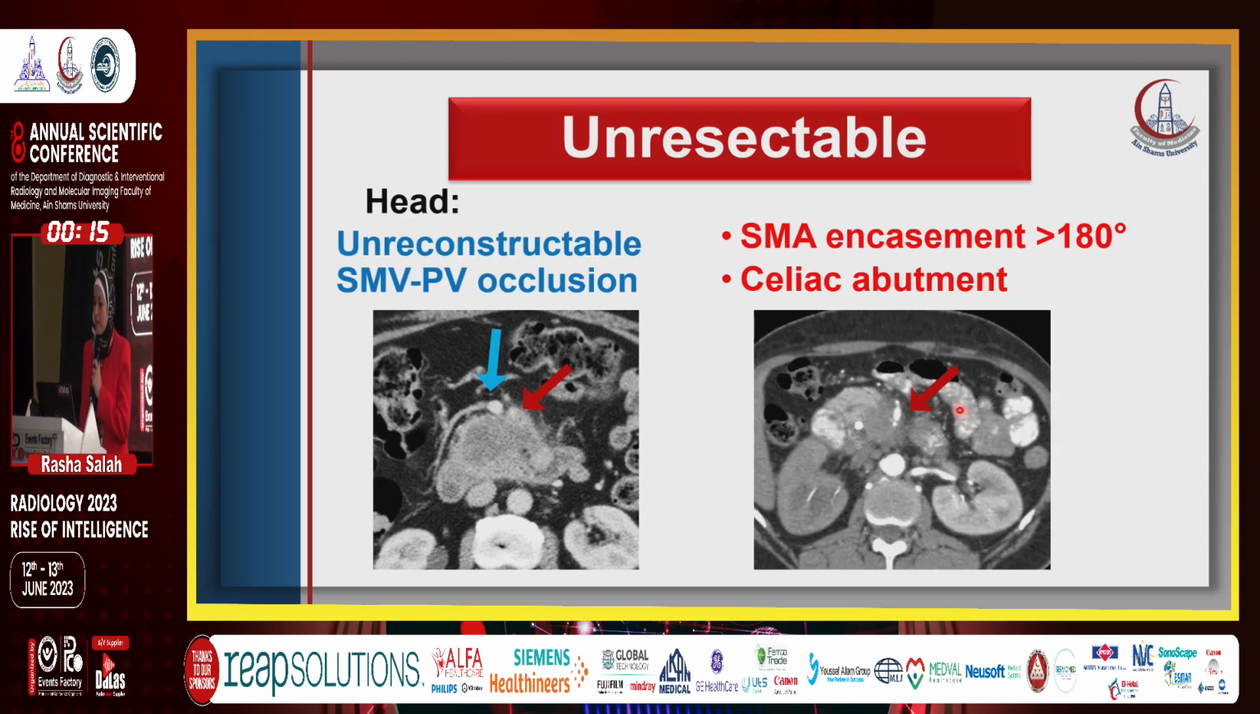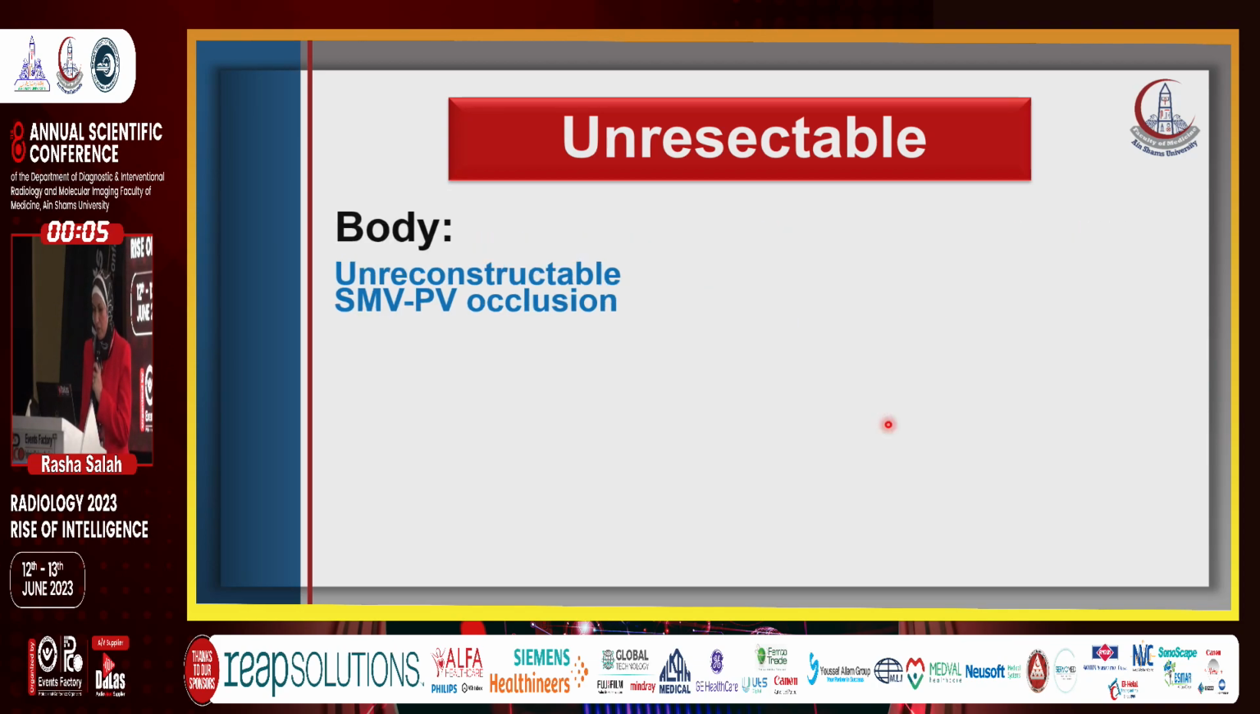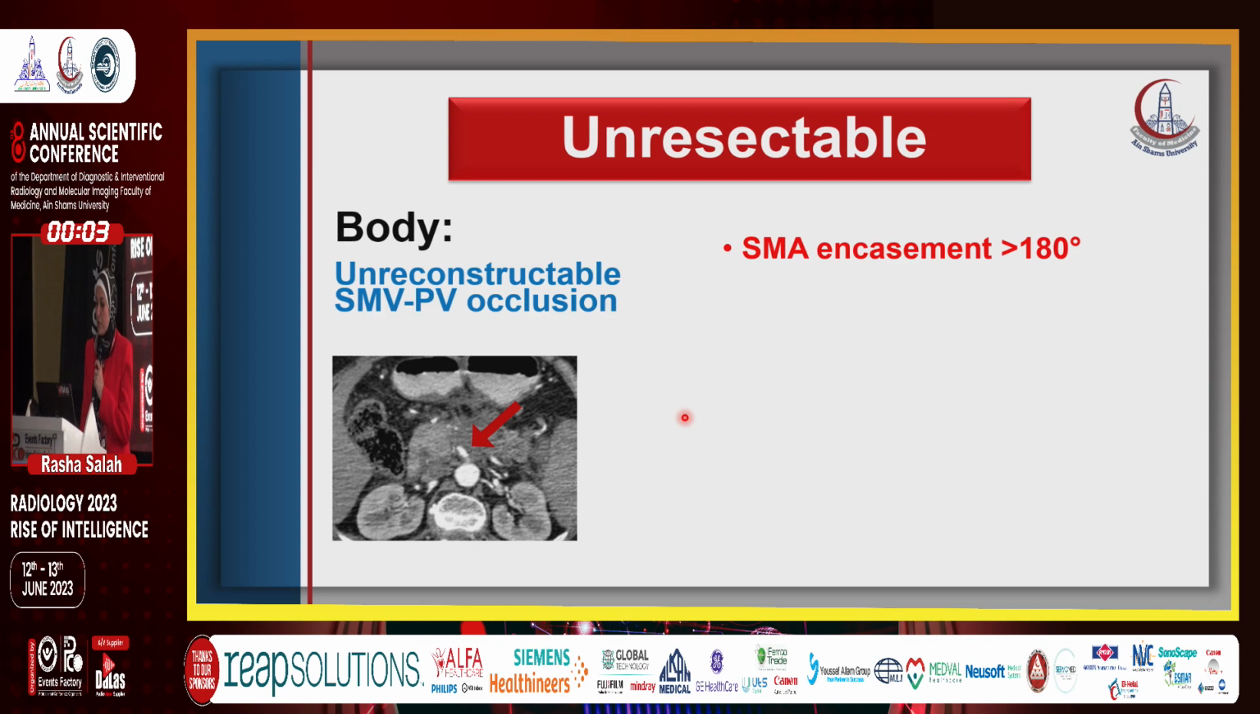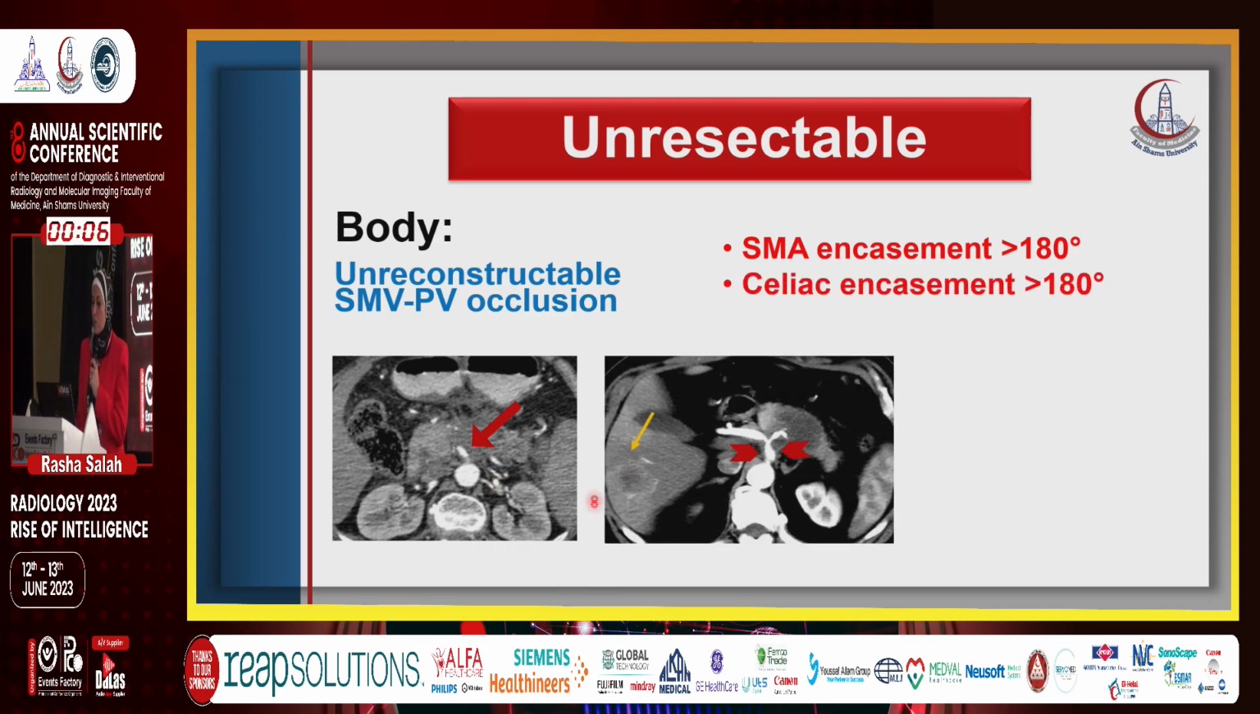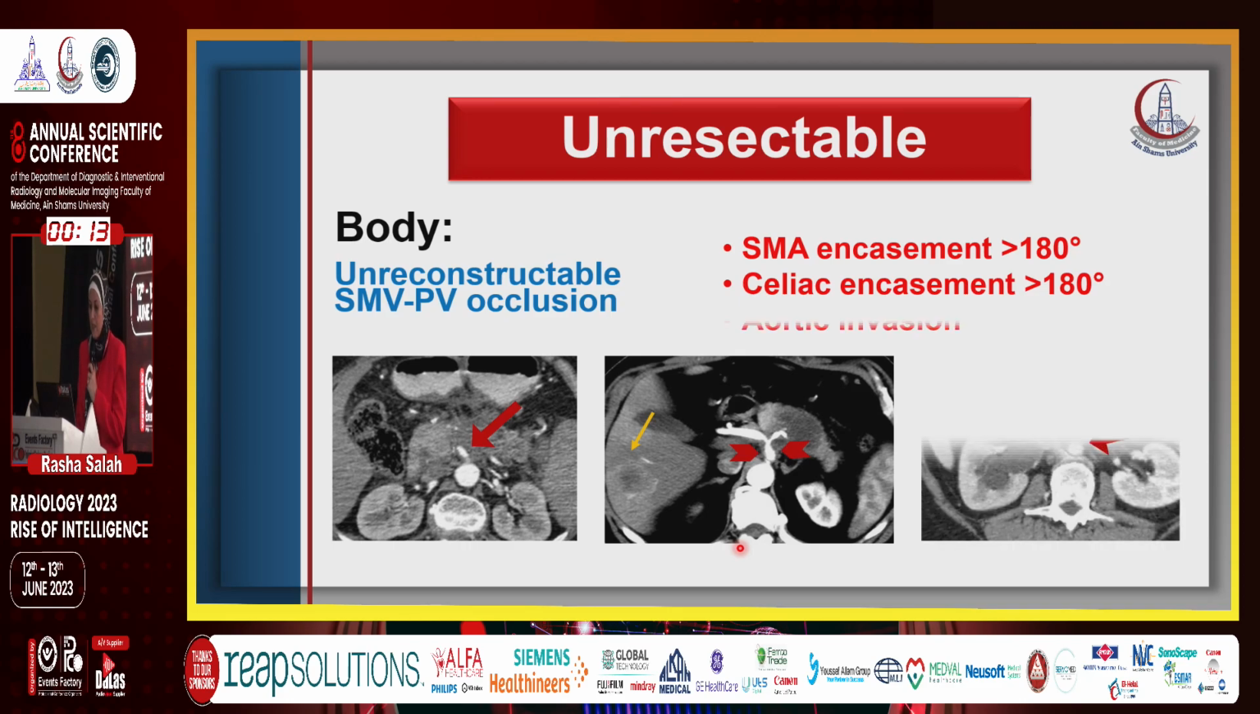Again, the unresectable tumor, as we mentioned earlier, shows encasement of the SMA or encasement of the celiac trunk by more than 180 degrees, with complete encasement around the artery. As regards the body tumor, there is an encasement of the celiac trunk or an unreconstructable SMV and portal vein junction. Also, this patient has distant hepatic metastasis, and so this makes the tumor unresectable.